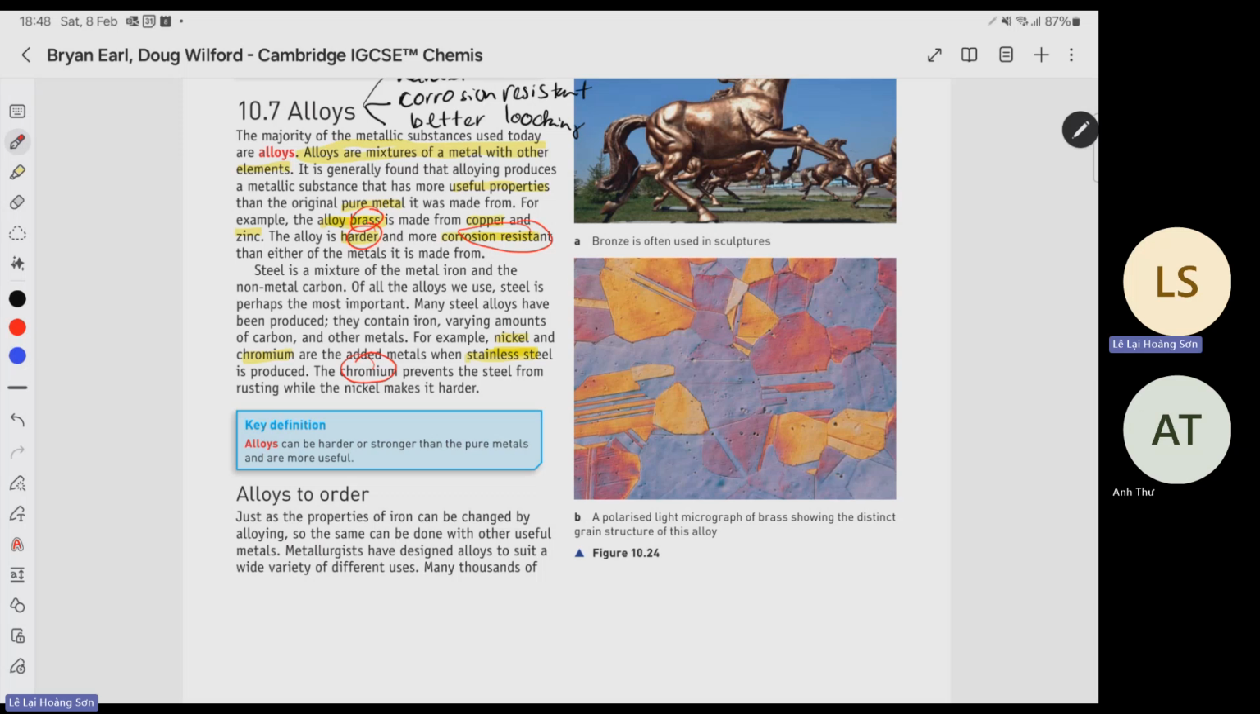Alloy to order is like, you order the alloy from the manufacturers, and they're gonna make the alloy according to the properties that you want. For example, if you want your alloy to be really beautiful, shiny on the surface with this color, they can make the alloy for you by mixing the metals together, but with different ratios. So basically, for this metal, they can have 90% of iron, for example.